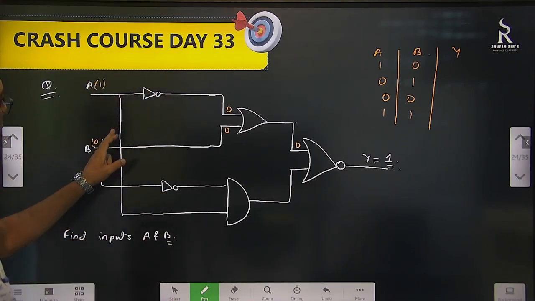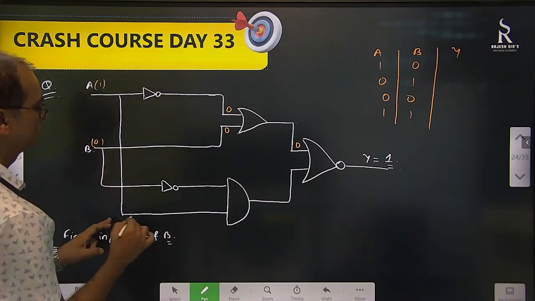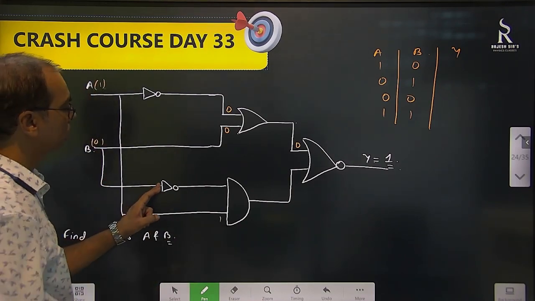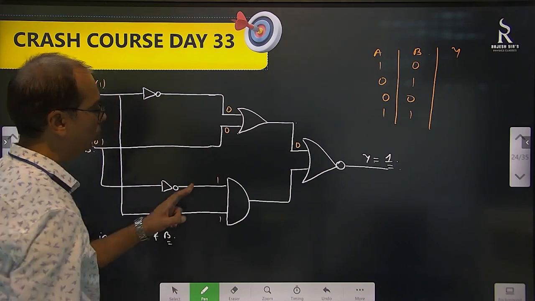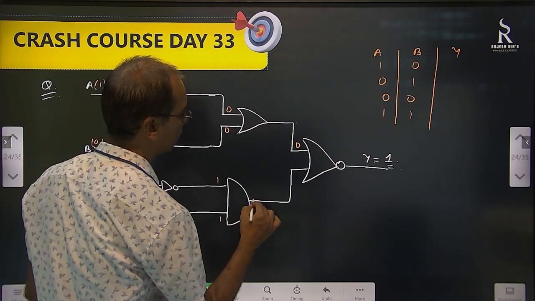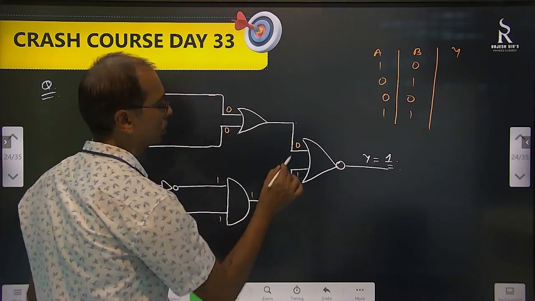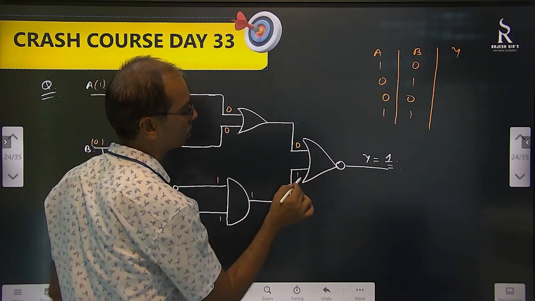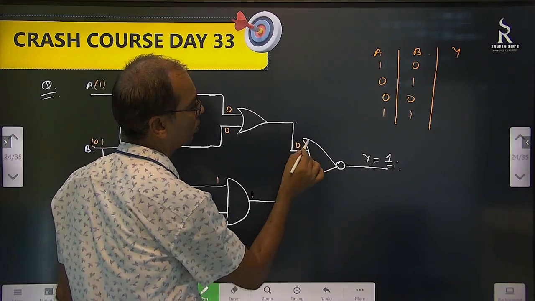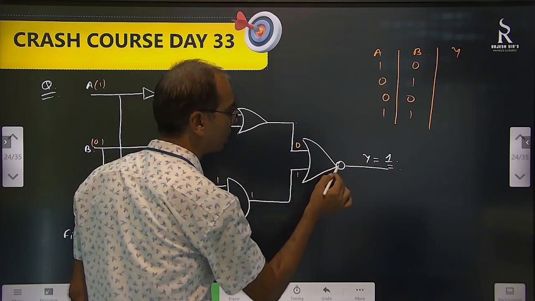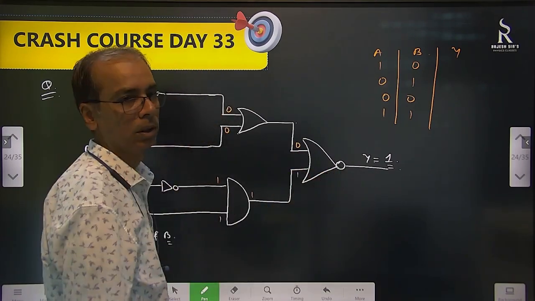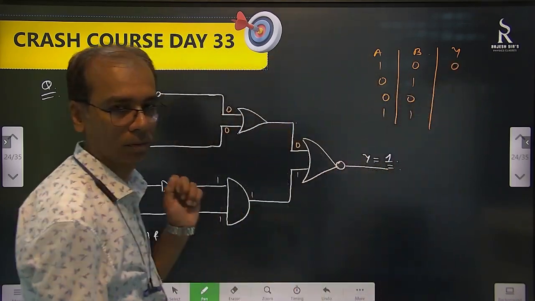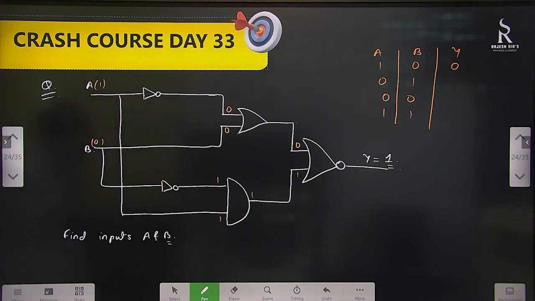Look at below. This is 1. So here is 1. Here is 0. So this is NOT, so here also becomes 1. 1 and 1, this is becoming 1. So here comes 1. So 0 and 1. This is OR. 0 and 1 means OR will give you 1. But there is NOT here. It will come 0. So when we took 1, 0, Y comes out to be 0. So first one is not the answer.